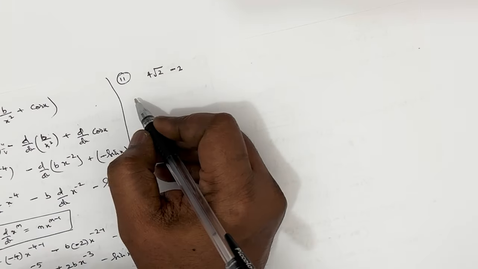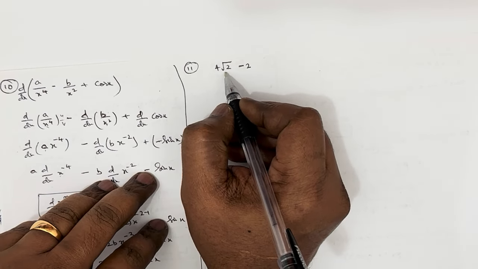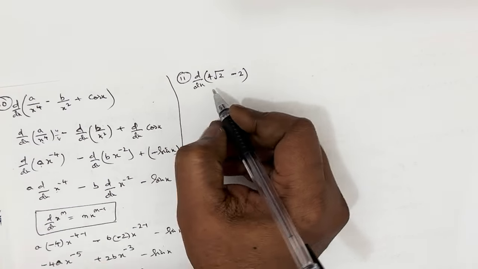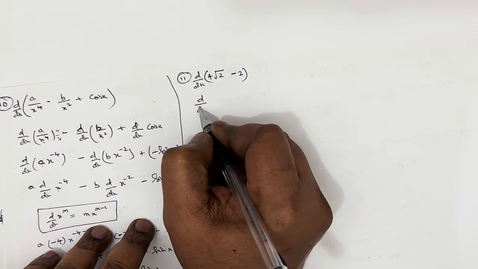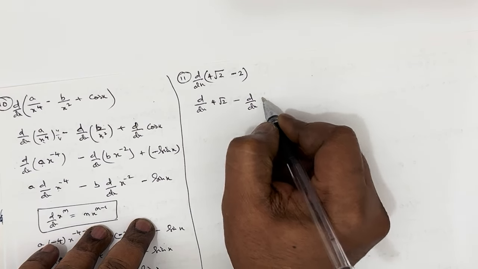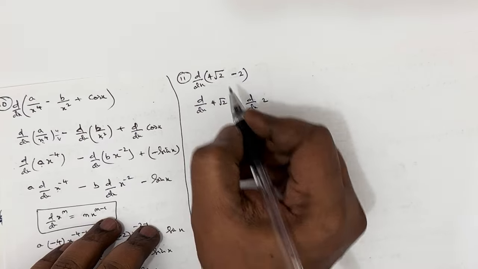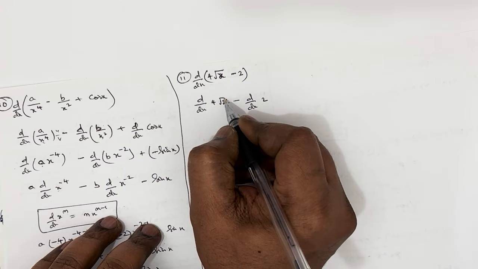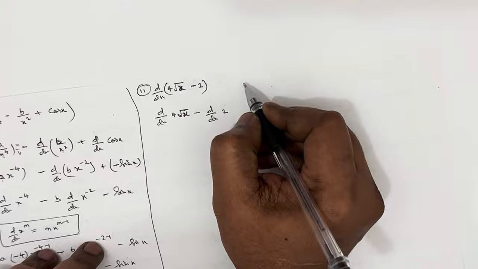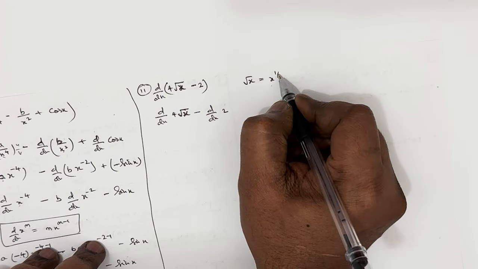Now let's do the 11th, that is derivative of 4 root x minus 2. So d by dx of this, so let's split it, d by dx of 4 root x minus d by dx of 2. Now you see we can write root x as x raised to 1 by 2.